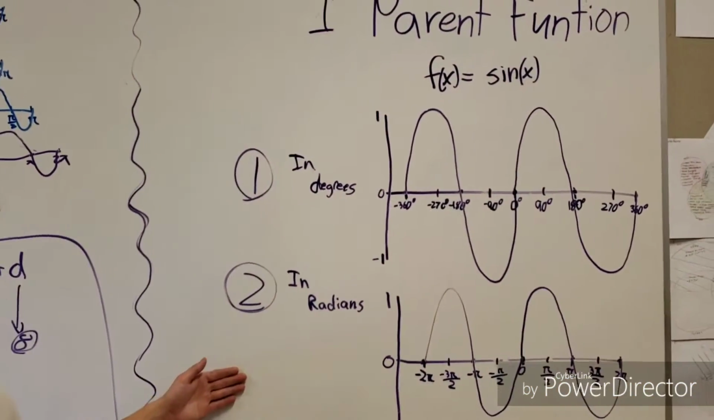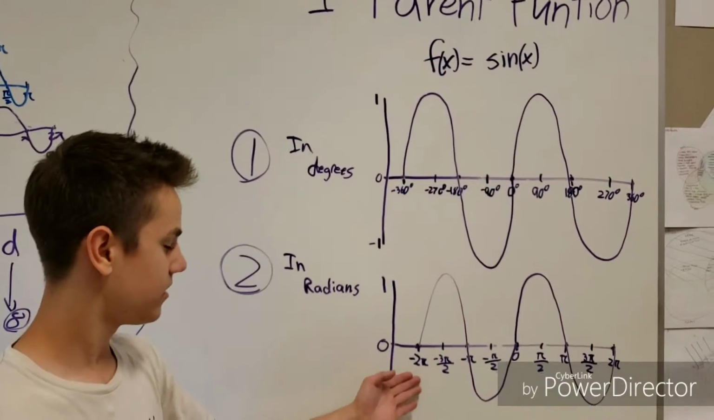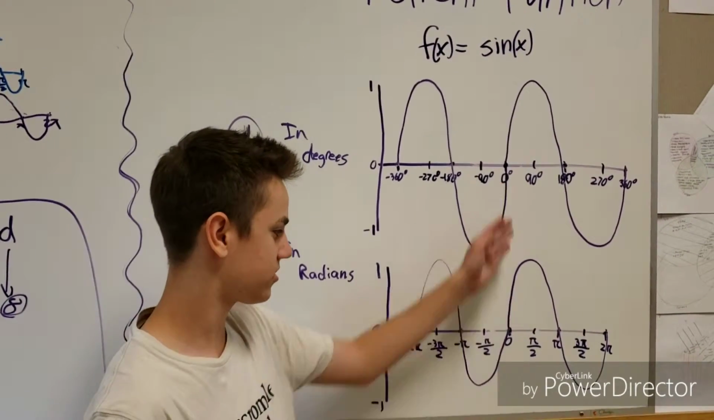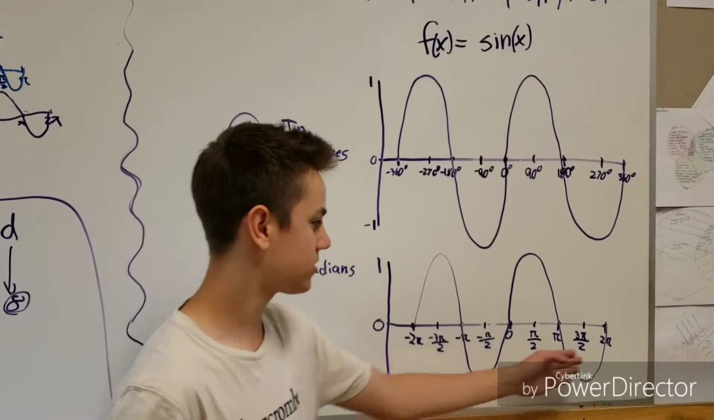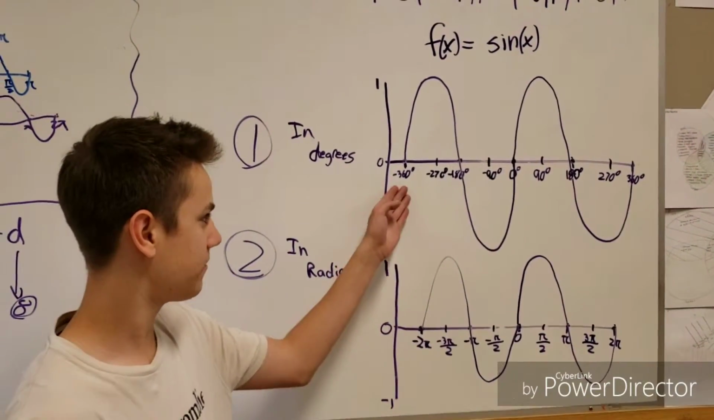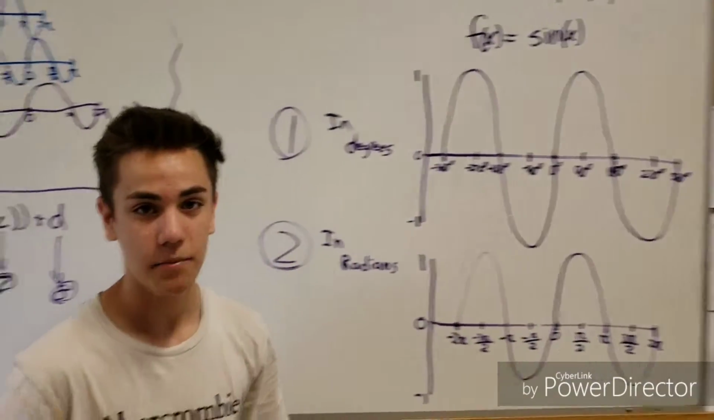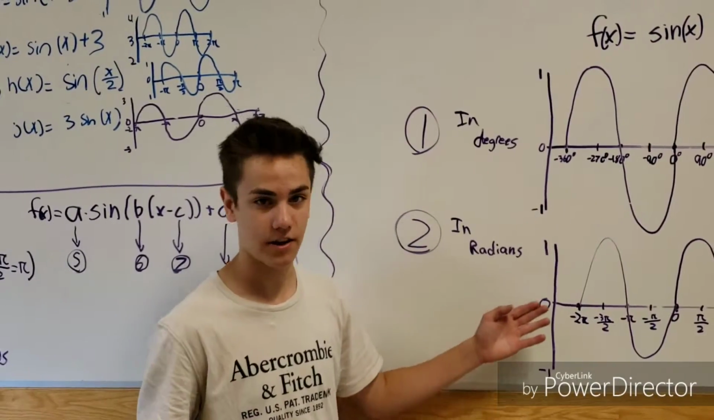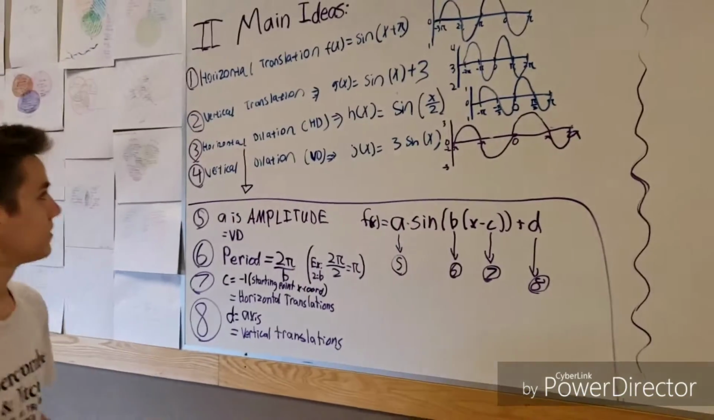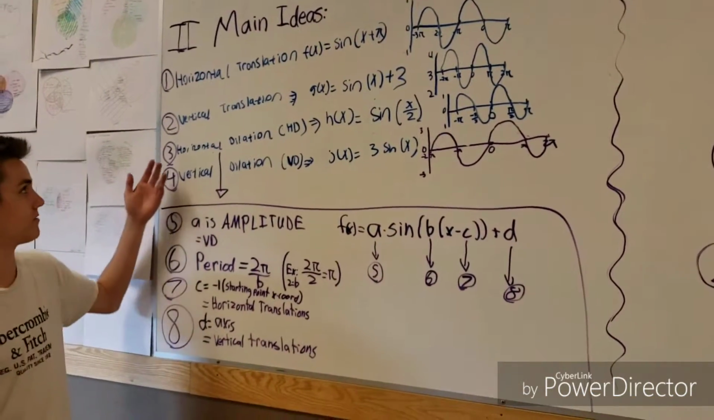This is what it will look like in radians. Here, you see it starts at 0, just like the degrees graph. Then it goes to 2 pi, and negative 2 pi, so negative 360, excuse me, and 360, because those are equivalent on a unit circle. So over here, we have the main ideas.